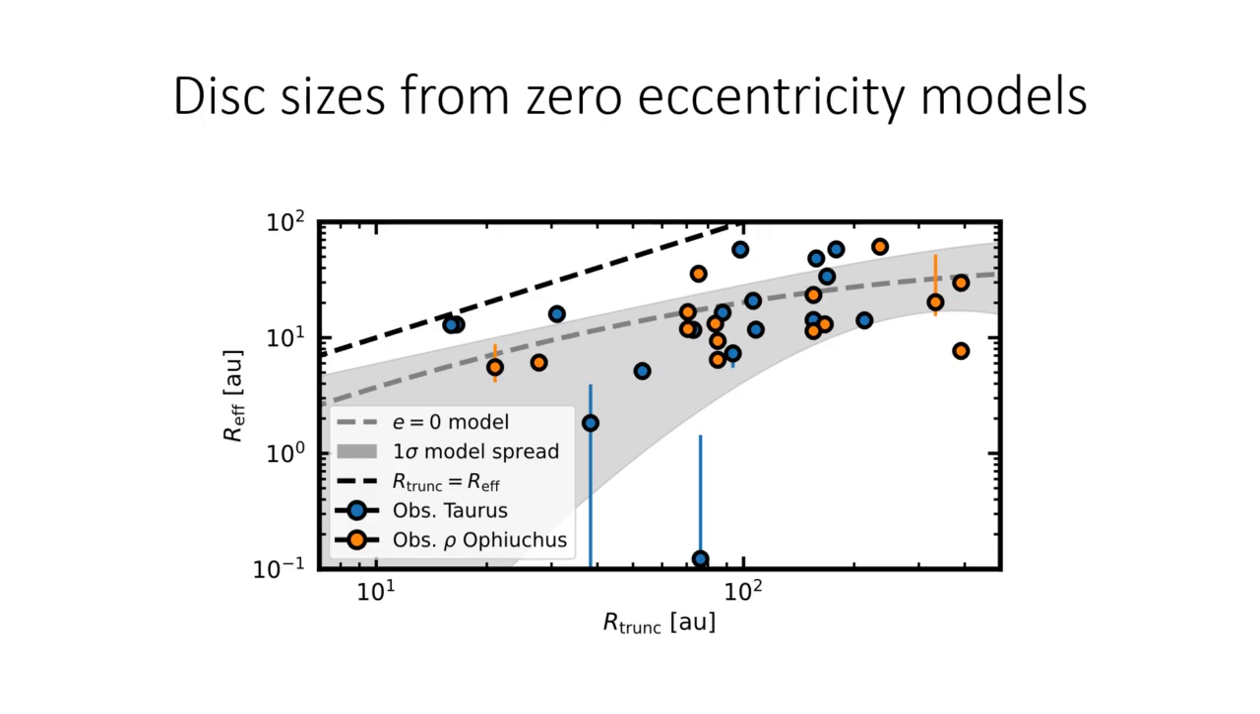The dashed gray line refers to our zero eccentricity models, and the shaded gray area is the 1 sigma model spread. The same quantities computed assuming zero eccentricities are overplotted for multiple stellar disks in Taurus, blue dots, and Ophiuchus, orange dots. As the figure suggests, our zero eccentricity models naturally explain why disk dust sizes are smaller than the truncation radius once dust radial drift is taken into account.